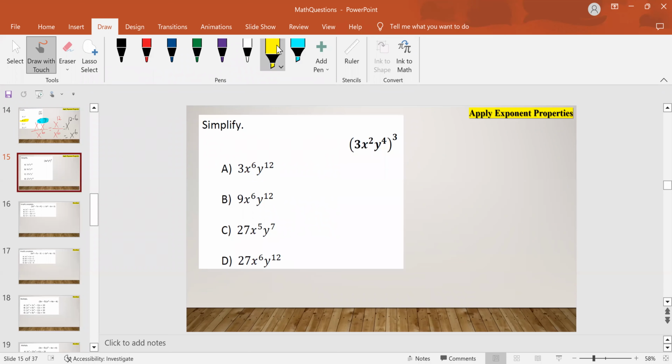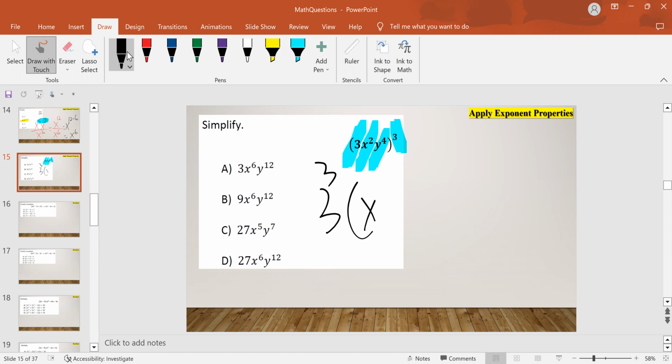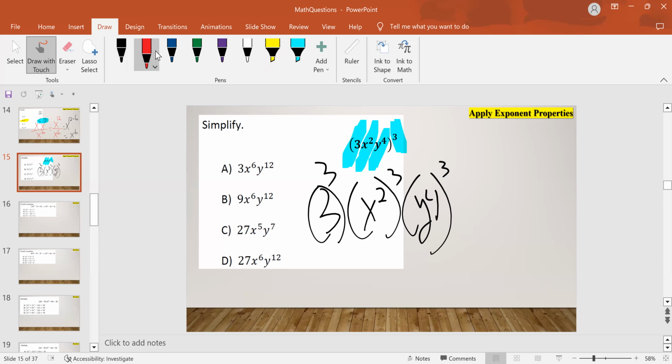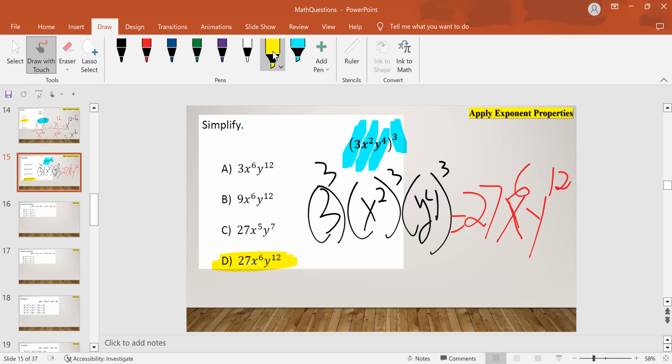Again, apply these exponent properties. So in this case, you have to understand that the 3 outside means what? You're going to take a 3, you raise it to the 3rd power, you take x squared, you raise it to the 3rd power, I can put this also in parentheses, and you take y to the 4th, you raise it to the 3rd power. So this is 27x to the 6th y to the 12th. We continue.